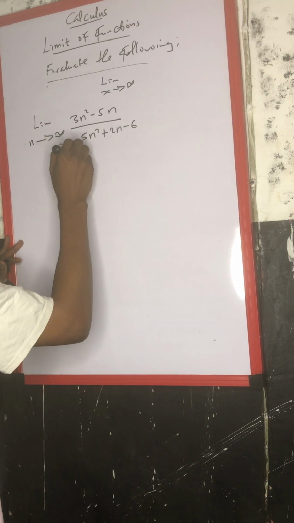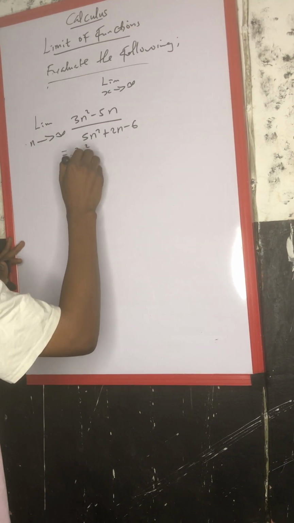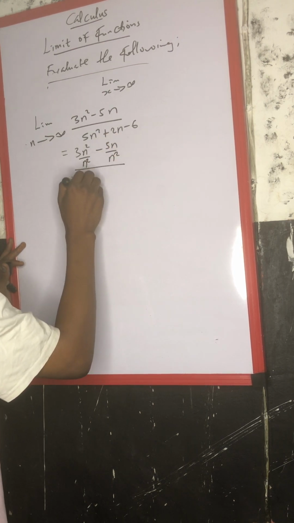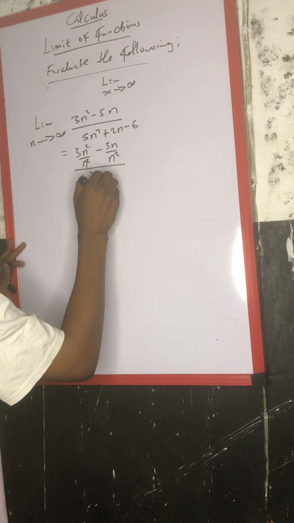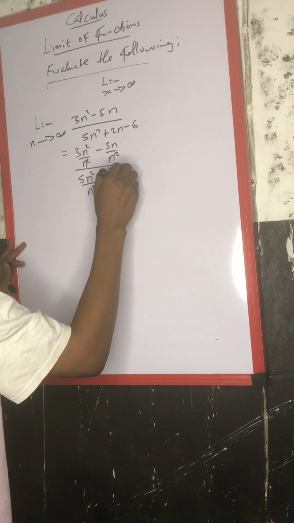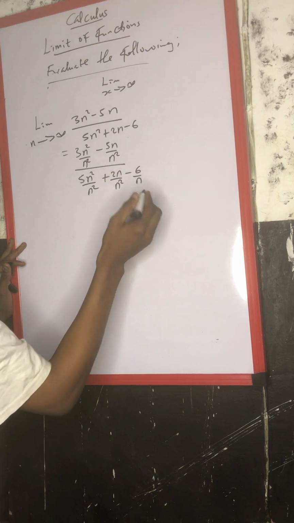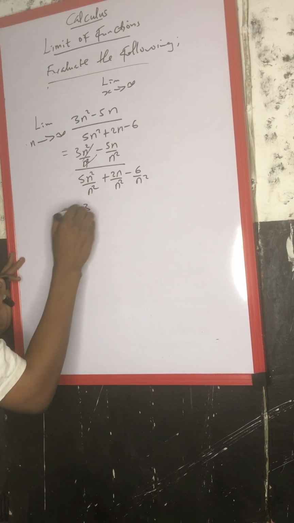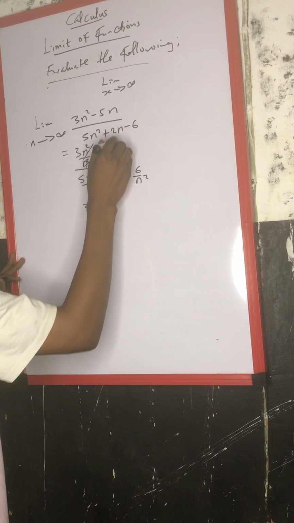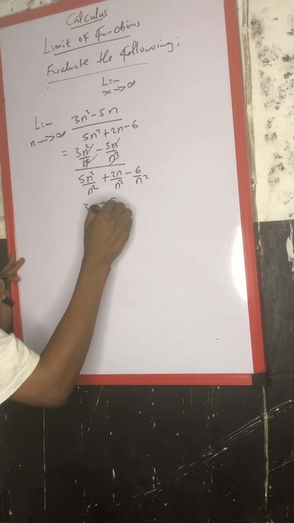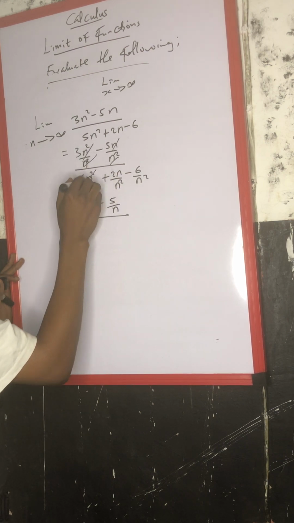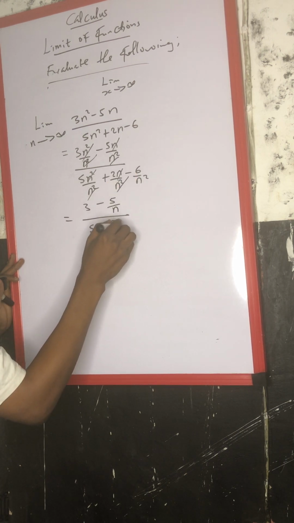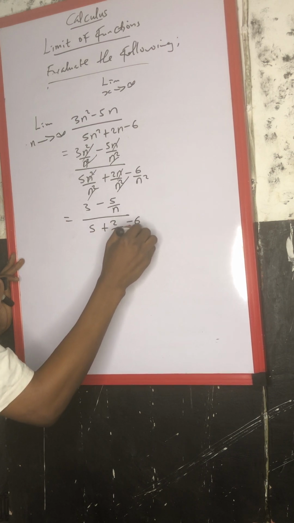So what you are going to do is divide through by the highest power of the variable. Then it becomes 3n squared over n squared minus 5n over n squared, all over 5n squared over n squared plus 2n over n squared minus 6 over n squared. From there, the next step, this cancels out this, you'll be left with 3, then minus 5 over n, all over 5, then plus 2 over n minus 6 over n squared.